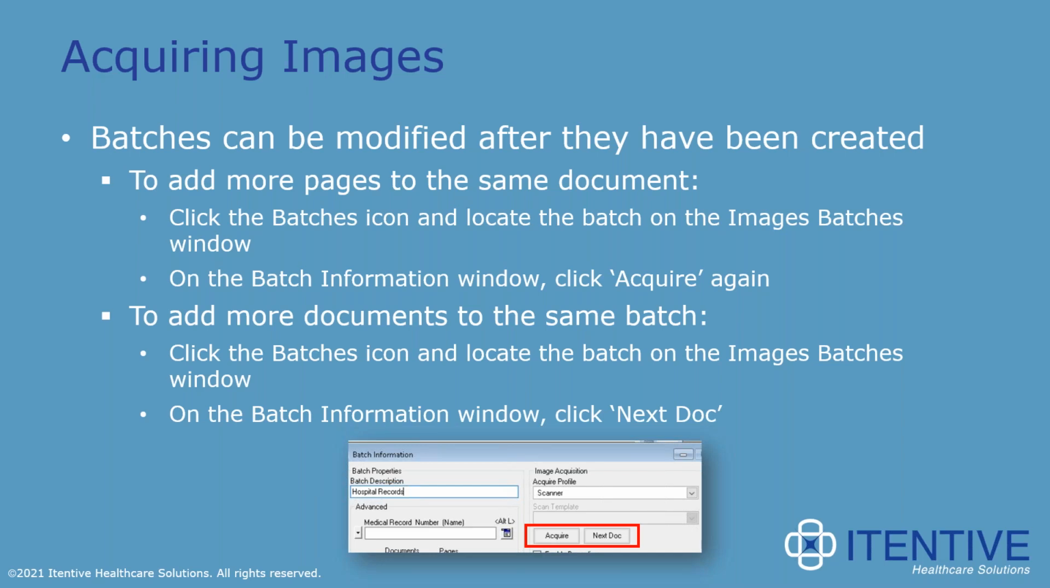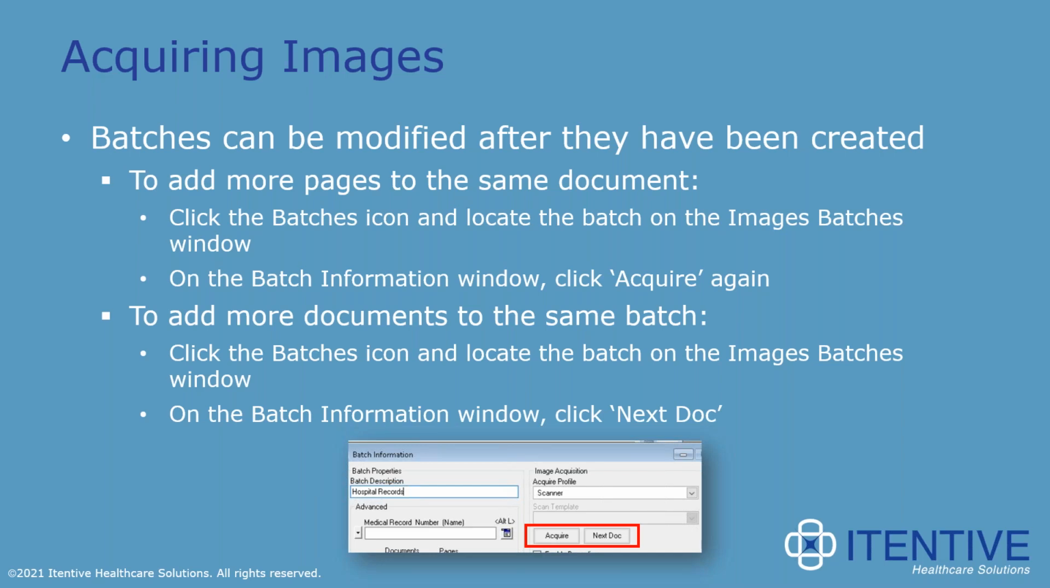So we would click our batches icon in document management. We would find that batch in our images batch window. And then we would open that window, and on that batch information window, we could click acquire again. So then that is going to add whatever we're scanning in to that same document.